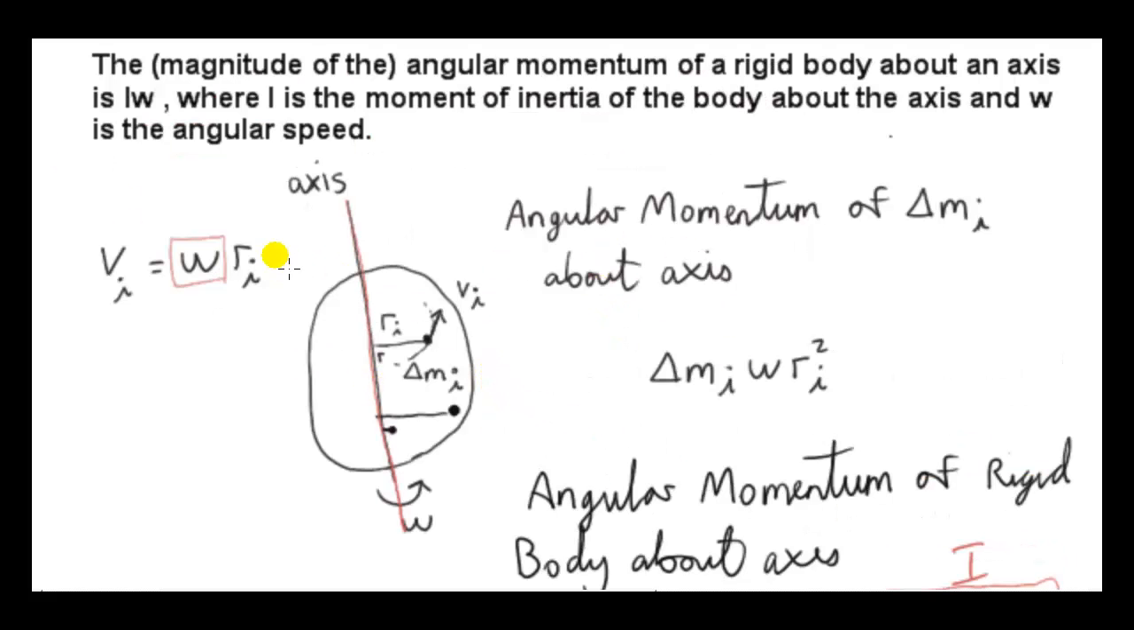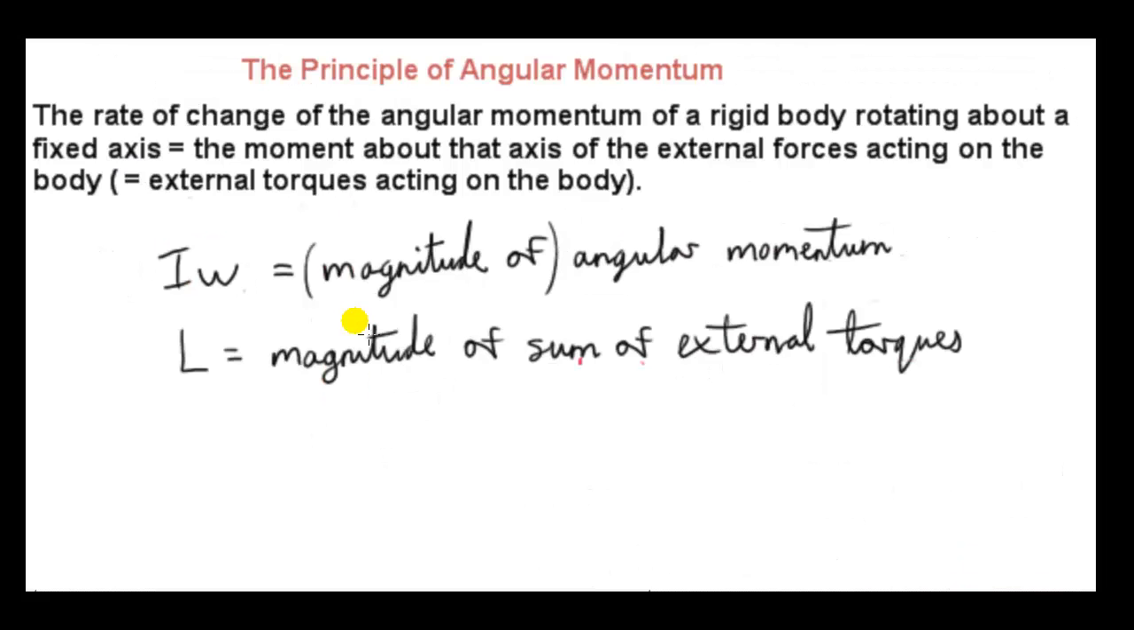So this derivation was really more of an aside. You just need to remember that the angular momentum is given by I times omega. Analogous to Newton's second law of motion for a moving particle, we have the principle of angular momentum for a rotating body. I'll start off by just stating this principle, and then I'll go through it in detail. The rate of change of the angular momentum of a rigid body rotating about a fixed axis equals the moment about that axis of the external forces acting on the body.